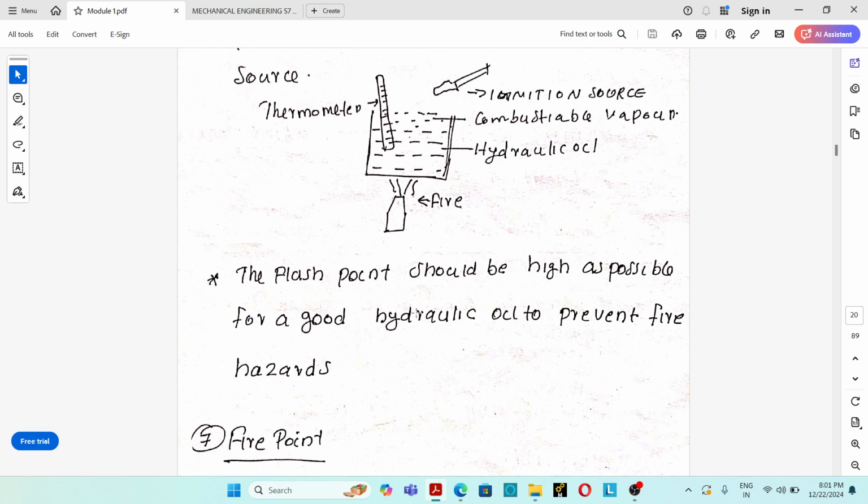Flash point should be as high as possible for a good hydraulic oil to prevent fire hazard. To prevent fire hazard, the flash point of the hydraulic oil should be kept high.